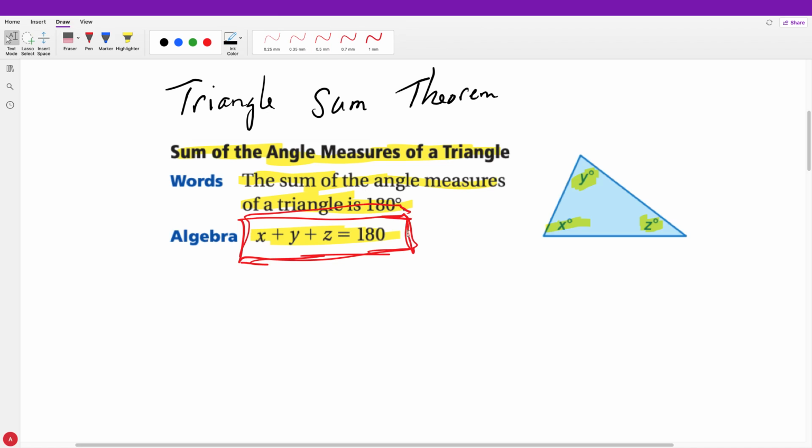Okay, so since they always add up to 180 degrees, that's what you need to know, and that's what we will be using to solve some of these questions. So that's the main thing. The angles of a triangle add up to 180. That's what you must know. All right, so now let's use this information to go ahead and solve some questions.